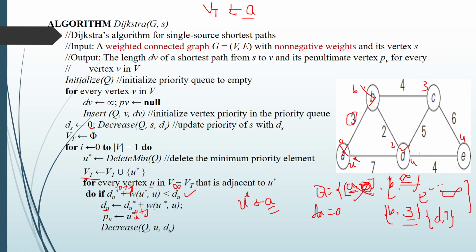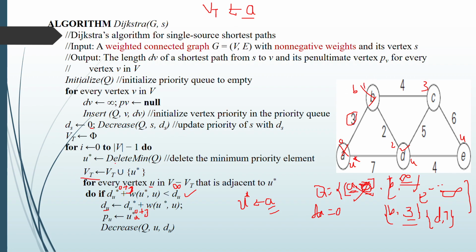After that, is there any vertex left adjacent to A? No, it is not adjacent to A. Then you come out of this particular for loop. Whenever you come out of this for loop, your work is over for 0. Next you are considering 1 here.